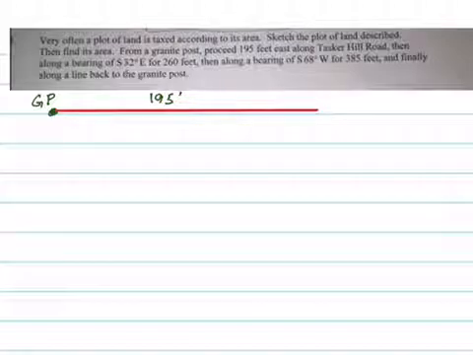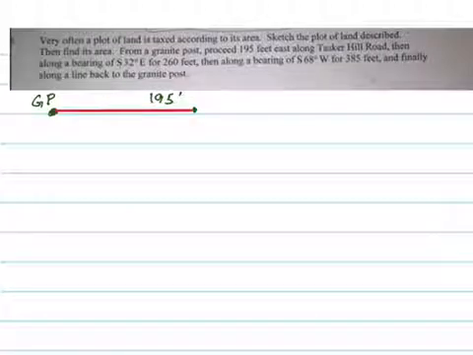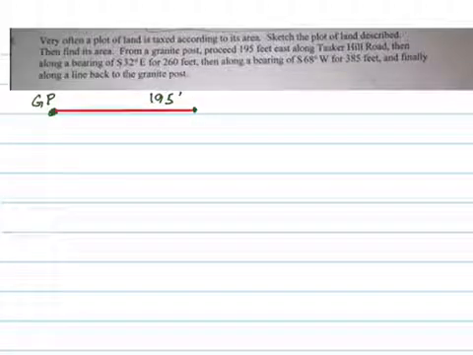Then along a bearing south 32 east for 260 feet. All right, let me erase some of this because it's going to be too much. So here's where I'm stopping. Then a bearing of south 32 degrees east, sorry.